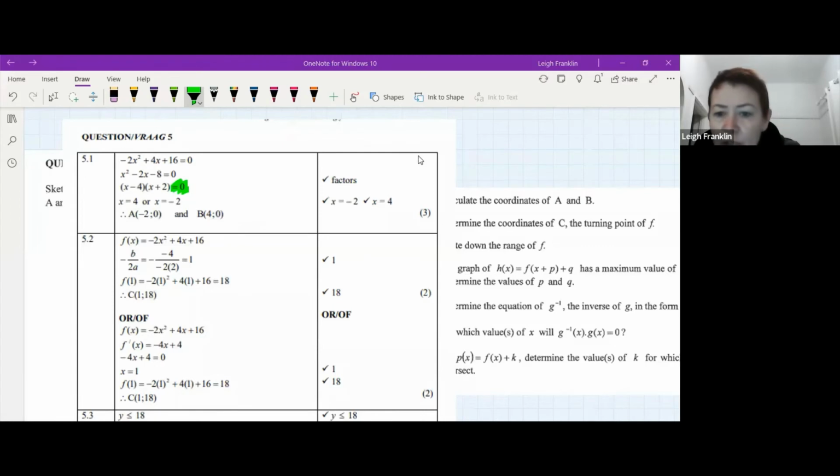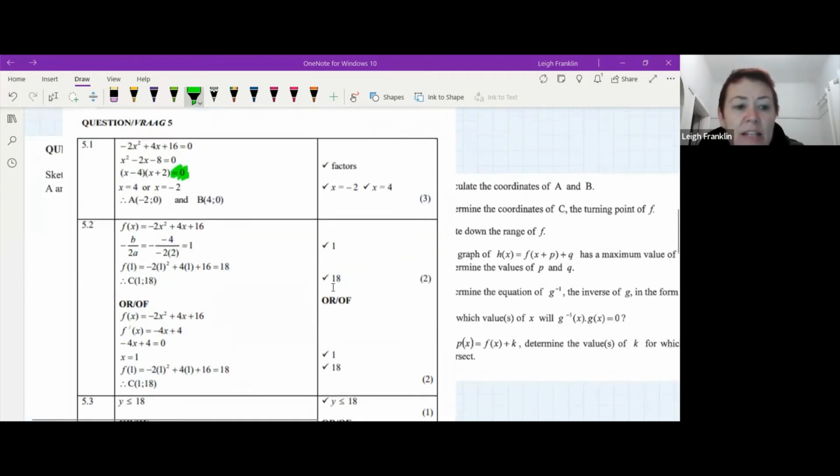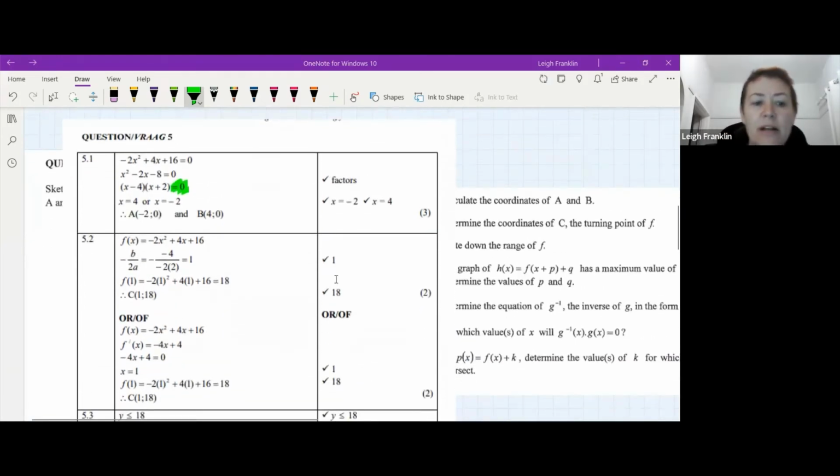Then in question 5.2, the coordinates of the turning point. The easiest thing for you to do, because it was given to you in standard form, is to use that formula x equals -b over 2a. So that's what they've done over here. They've subbed into x equals -b over 2a, b being the coefficient of x and a being the coefficient of x squared. And then they've discovered that that would be 1, and then they've taken 1 and they've calculated f of 1. And they've got the coordinates of C to be 1 and 18.